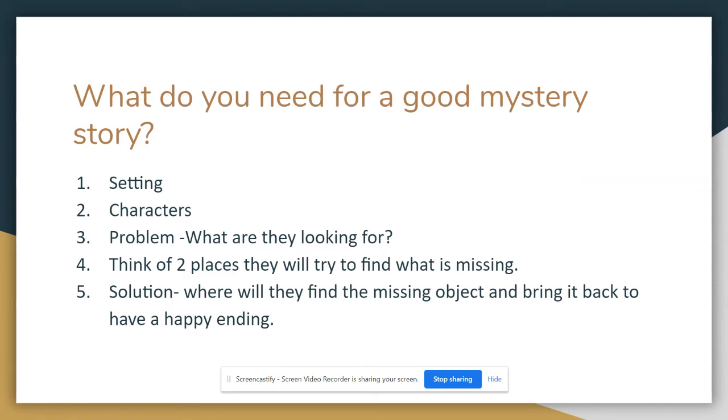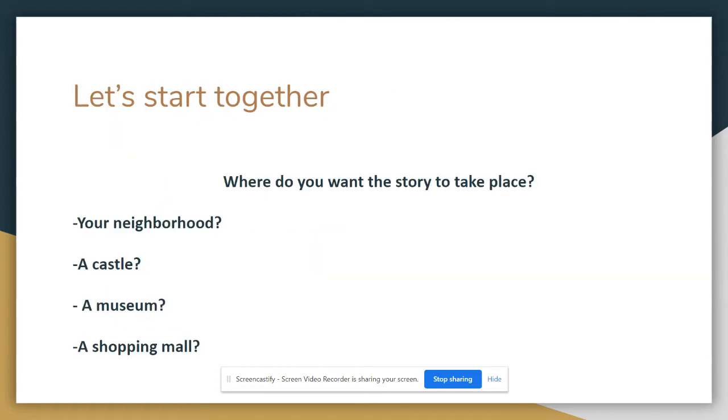So, what do you need for a good mystery story? Well, you need a setting, you need characters, you need a problem and what the characters are looking for. You have to think of at least two places where they're going to try and find something that's missing. And you need to think of a solution where they're going to find the missing object and bring it back for a happy ending. So let's start together.